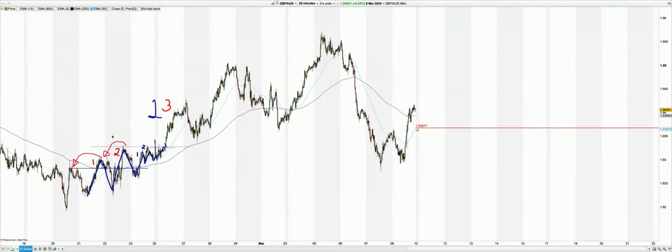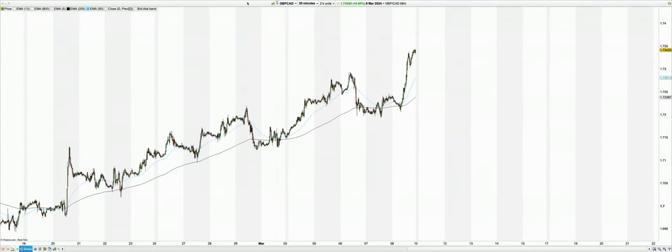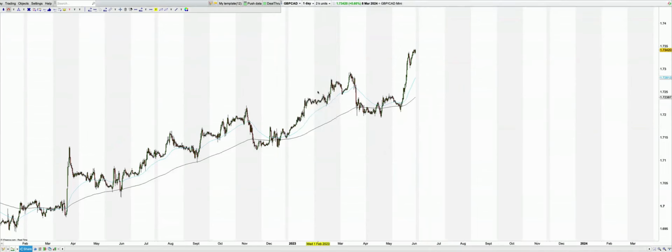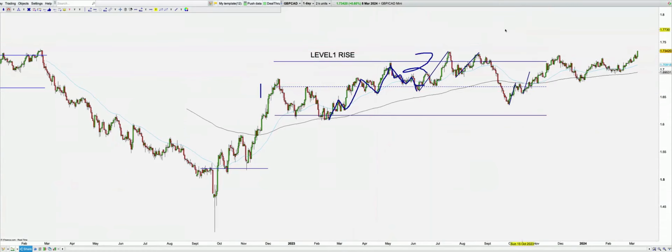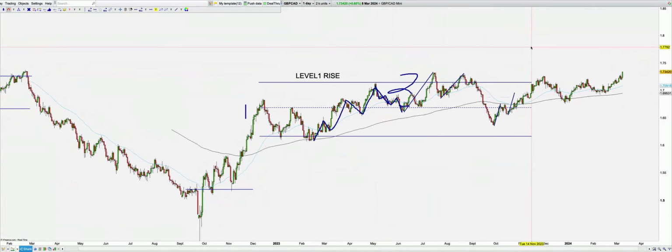GBP CAD. This guy's in a peak formation as well, so I'm not a peak, sorry. It's in the high, it's a level 1, but look at that move. That's showing intention there. I missed it. You can't take them all. High, high, high, low, high, high, high, low. Internally, that's a high, low, and then a high, high, high, low. So we are looking for the high, low.